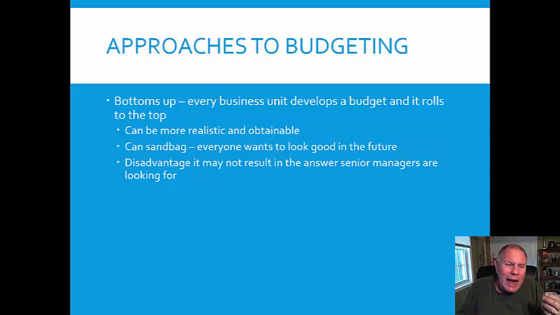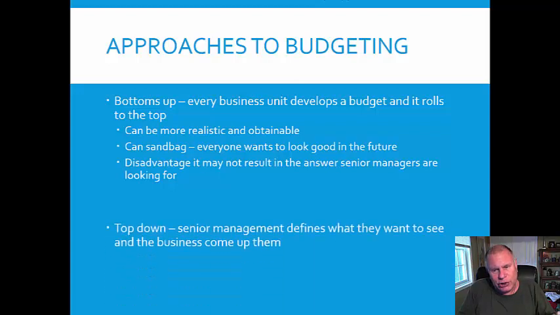Now, what happened is that we lost, in many cases, this realistic and obtainable number. Even though I was sandbagging, more was expected of me. The real number was probably 5, not 7, not 3, but 5. Because budgets need to be challenging.